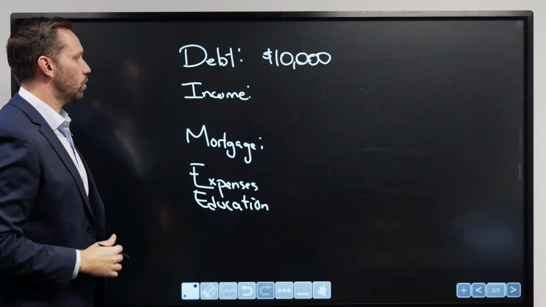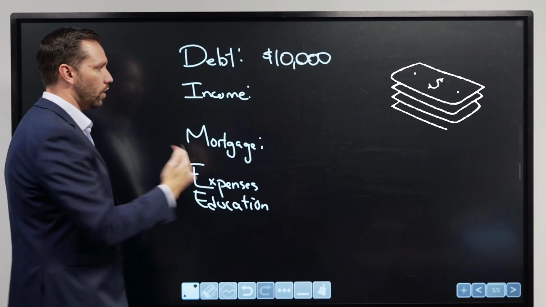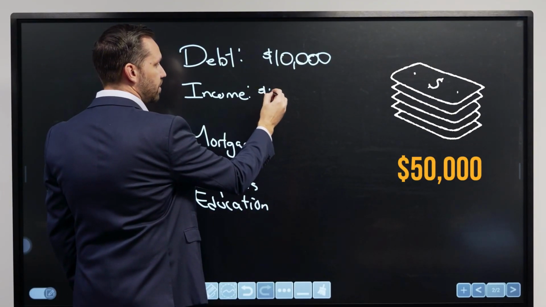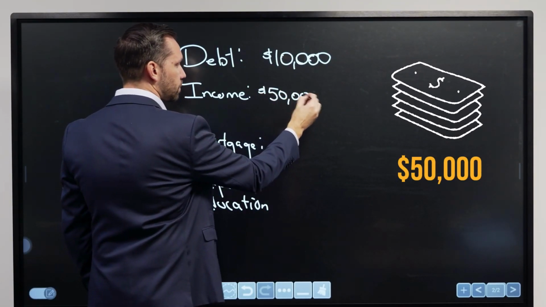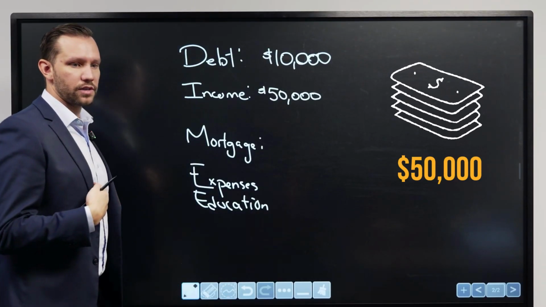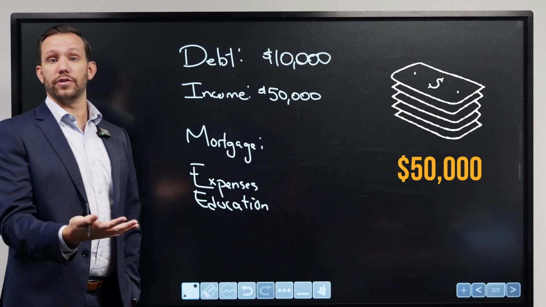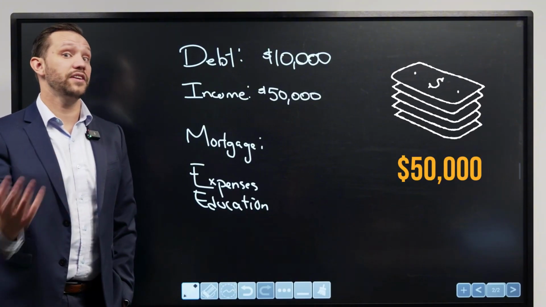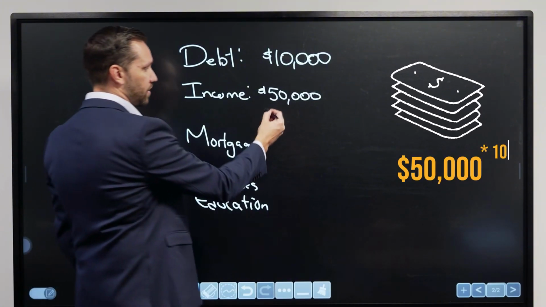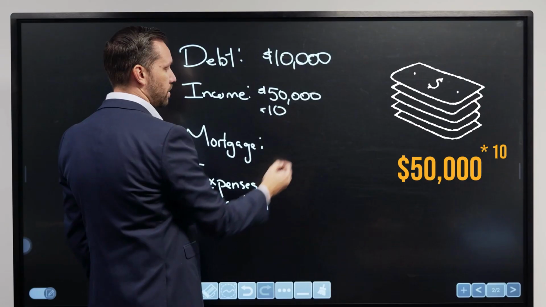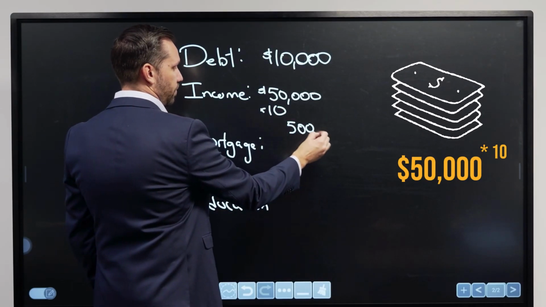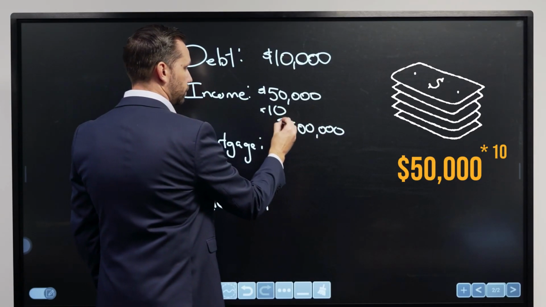And our income. If I asked a client and they said, okay, well, we make $50,000 a year, and if something happens to me, I want to make sure that my wife is taken care of for the next 10 years, I would take this number and multiply it by 10 for a $500,000 number.